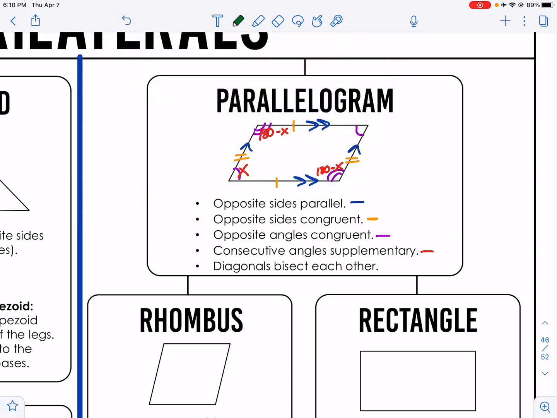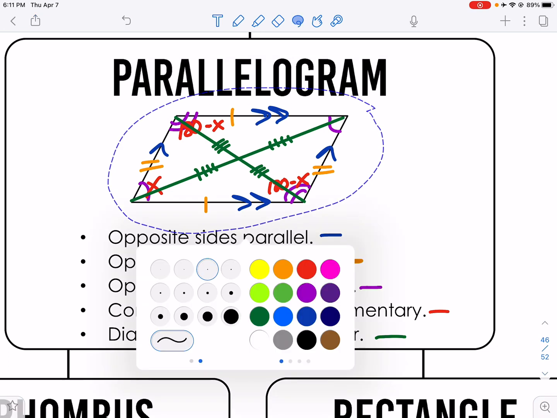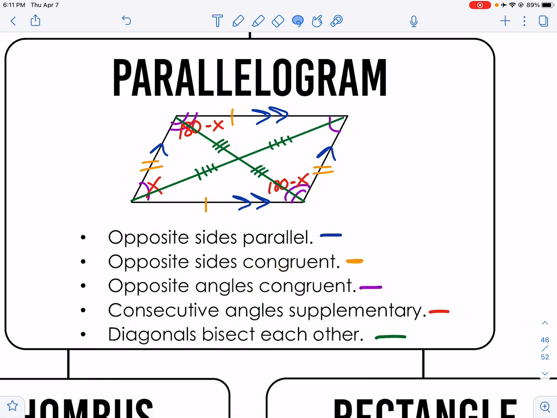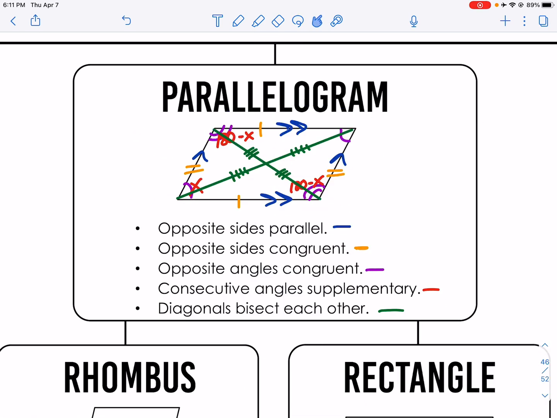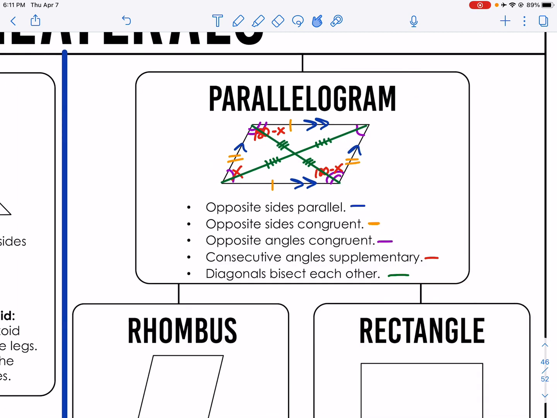And then finally, diagonals bisect each other. Remember, a diagonal is a segment that goes from one vertex to the opposite vertex. And if these are bisecting each other, that would mean these two are congruent and these two are congruent, splitting each other in half. Okay, it's a little better. Great. Hopefully we remember all of these markings. We've used them plenty of times this year.